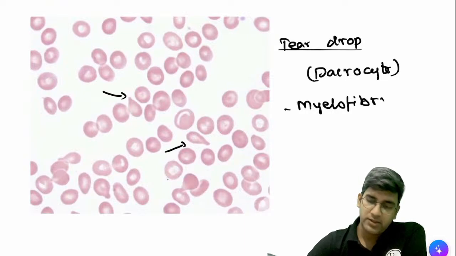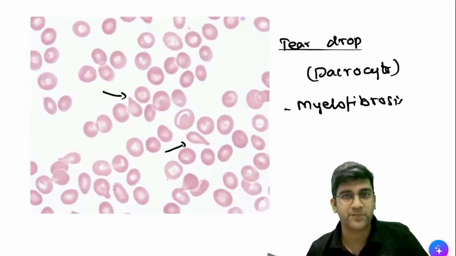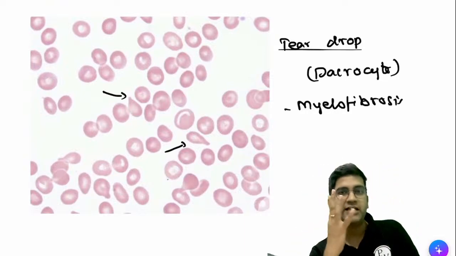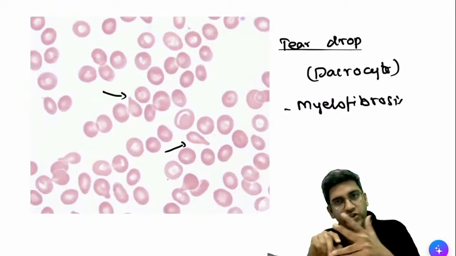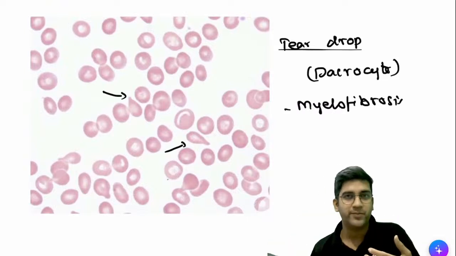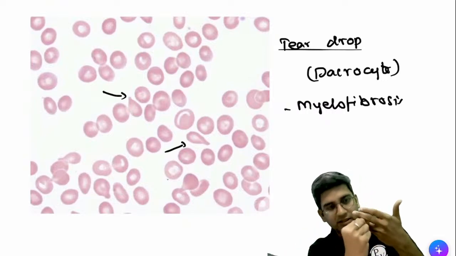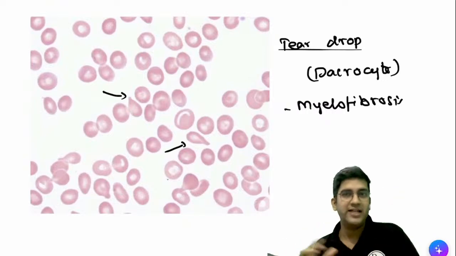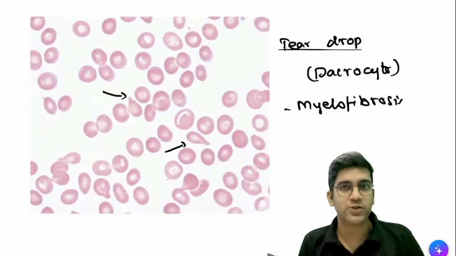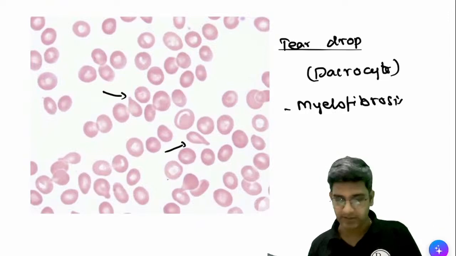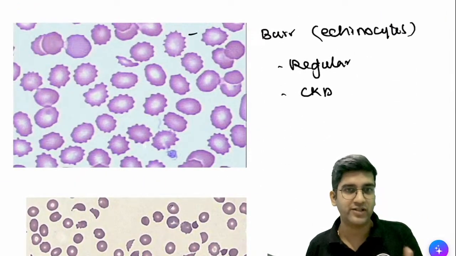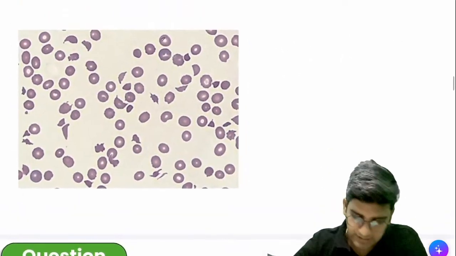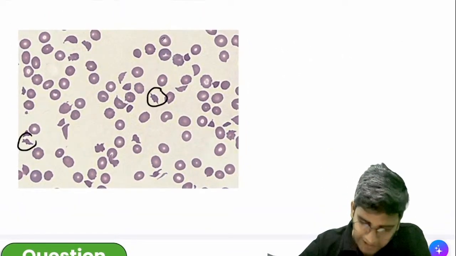myelofibrosis. Again, it's a simple logic. If my bone marrow is completely fibrous, lots and lots of fibers, can an RBC easily come outside, or should it squeeze and come outside? It squeezes and comes outside like a teardrop. It's fibrotic bone marrow, right? That's why you have teardrop cells in myelofibrosis, okay? And we already saw your burr cells or your echinocytes in CKD. This is a broken RBC, right?